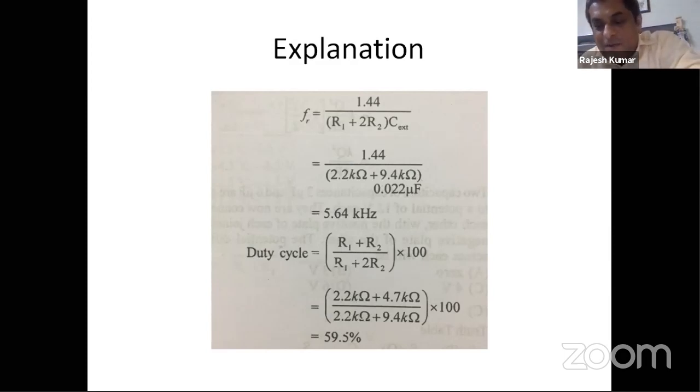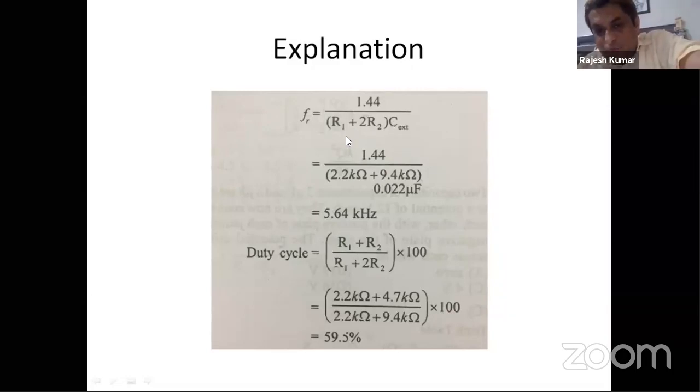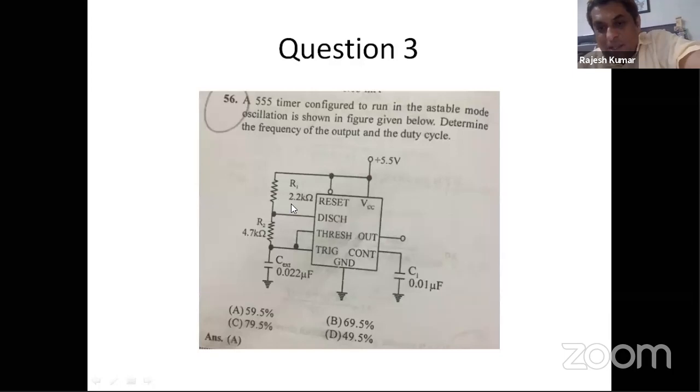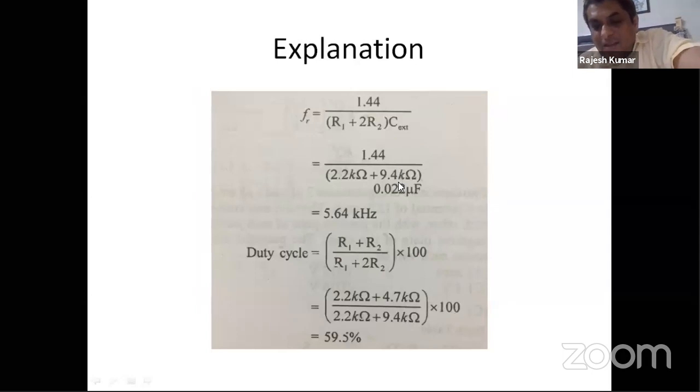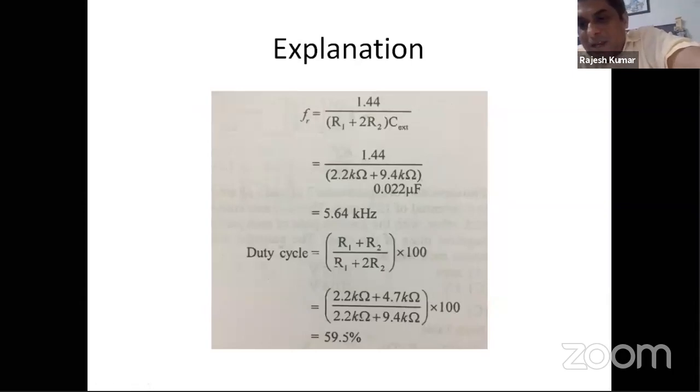So ultimately, for the frequency there is a formula: 1.44 divided by (R1 plus 2R2) times C external. You just have to put in the values. R1 is given as 2.2 kilo ohm. R2 is given as 4.7 kilo ohm. Put in these values, and R1 plus 2R2 will be 11.6 kilo ohm. You also have a 0.02 microfarad capacitor, which is given here. Just put in the values. It is a single formula question. When you solve it, your frequency will come out as 5.64 kilohertz.